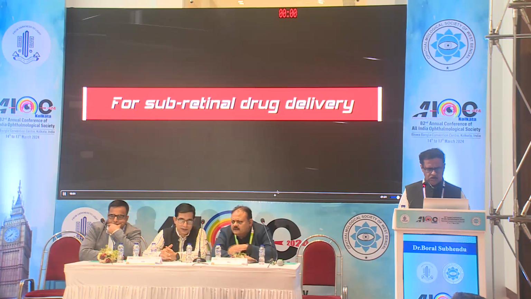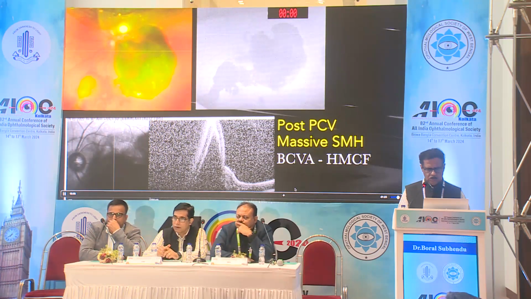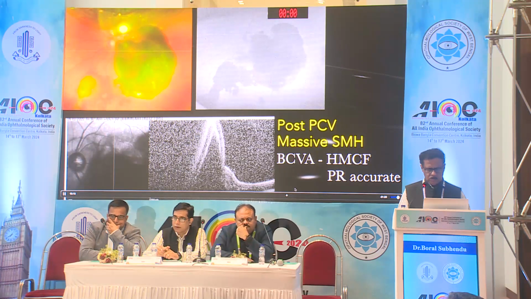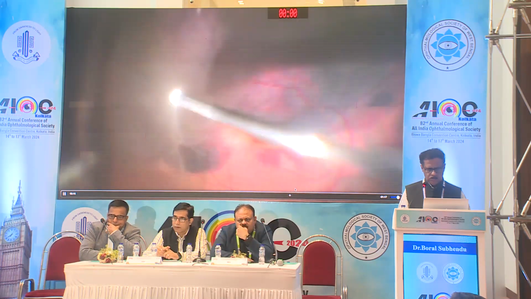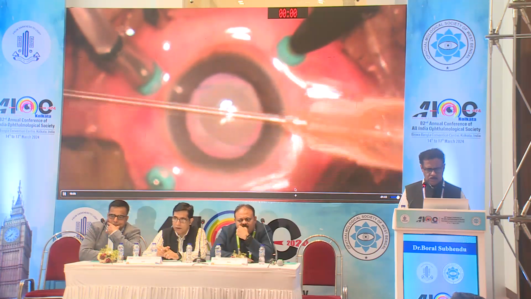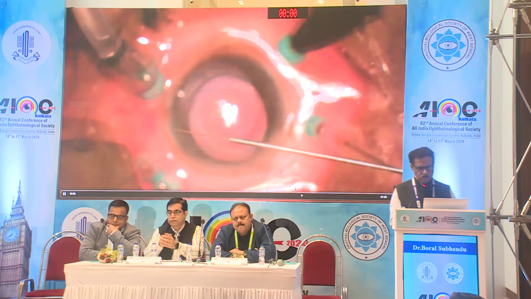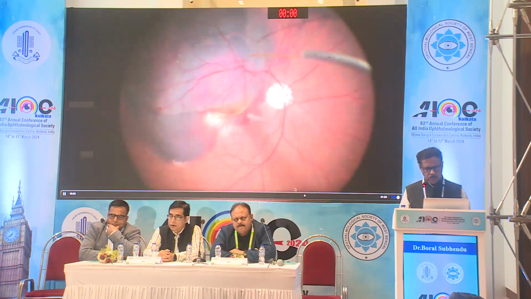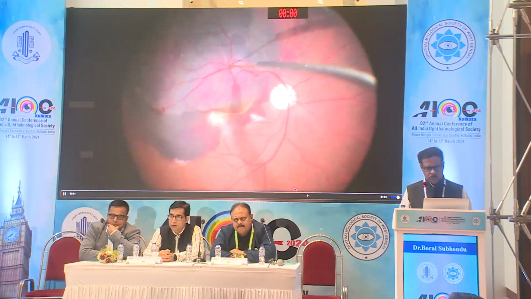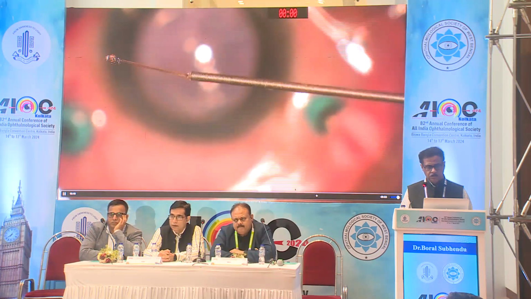I also use this Micro VFC for delivering drugs in the subretinal space. Like in this case of post-PCV massive submacular hemorrhage with best corrected visual acuity hand movement close to face, PR accurate, I did vitrectomy with complete removal of the posterior hyaloid face. Here I used our VFC with a 38 gauge non-metallic cannula for injecting recombinant tissue plasminogen activator 0.05 cc, that is 50 microgram, directly into the subretinal space through a mostly elevated area just outside the macula for clot lysis. The subretinal injection of RTPA was completed in a very controlled way.